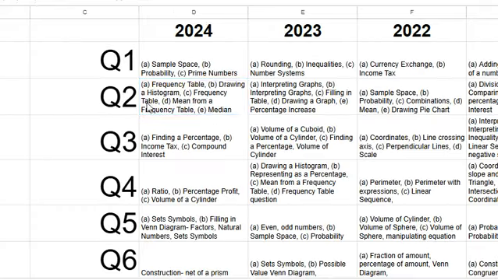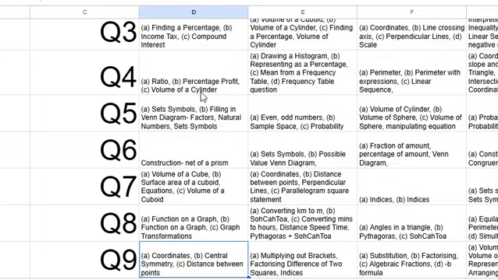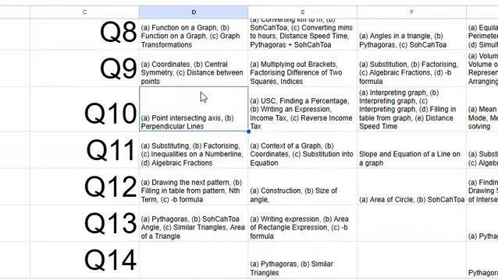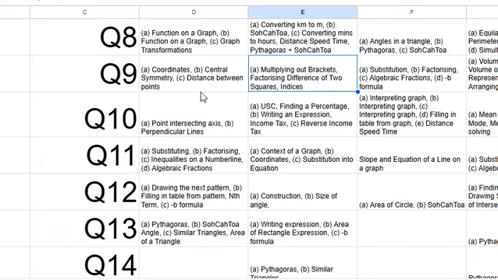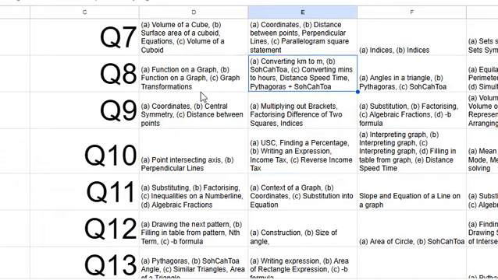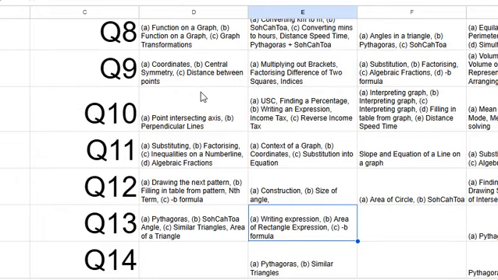I'll just show you here. Last year, they're in question 11, so substituting in, that's just replacing a number with a variable or a letter. Then factorizing, inequalities on a number line and algebraic fractions came up last year in question 11. In the year before, in question 9, multiplying out brackets came up, and factorizing difference of two squares. That's a different type of factorizing, so you need to know the different types of factorizing and when to use which one.